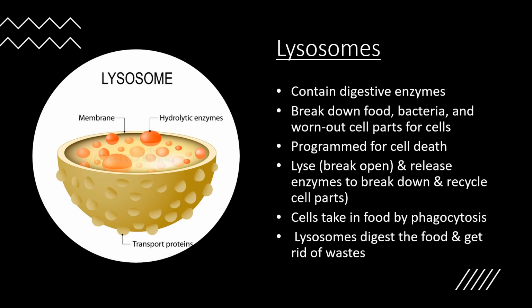Lysosomes. These contain the digestive enzymes. They help break down food, bacteria, worn out cells or other parts of the cells. These are programmed for cell death. The lysosomes break open and release enzymes to break down and recycle the cell parts. These cells take in food by phagocytosis. They digest the food and get rid of all the waste.